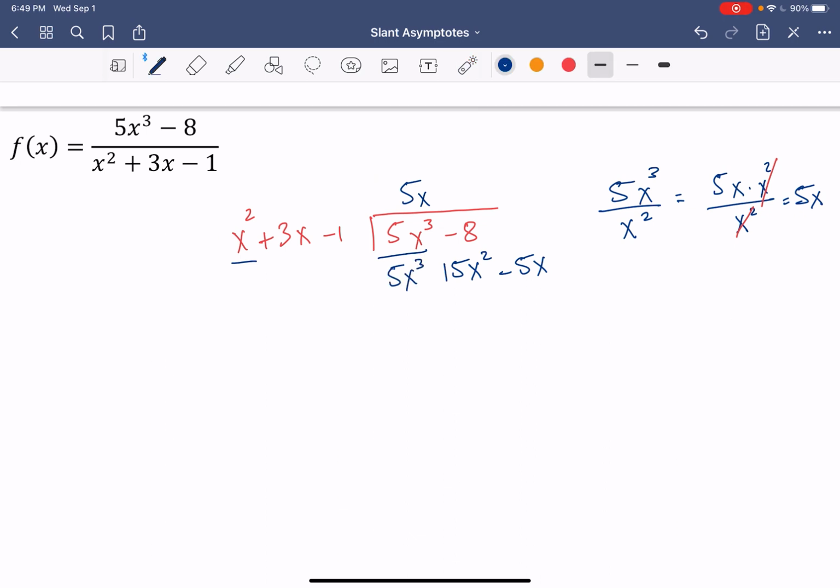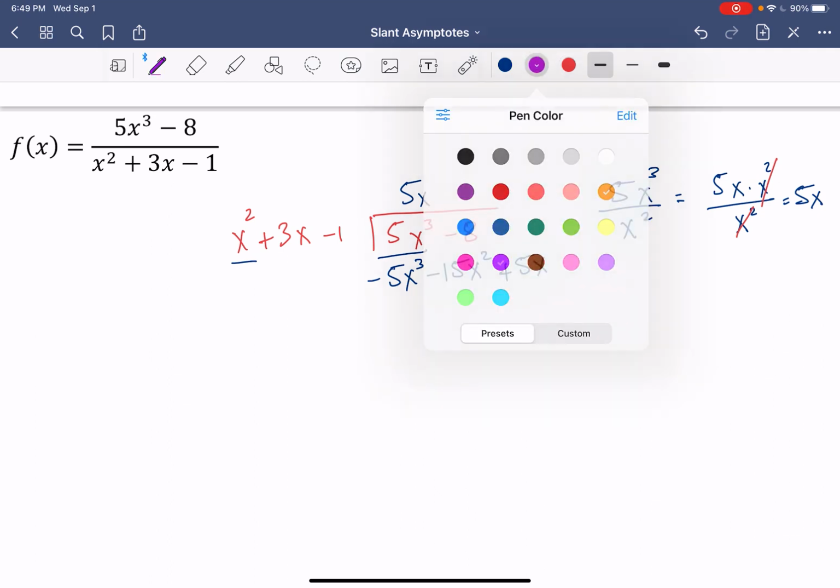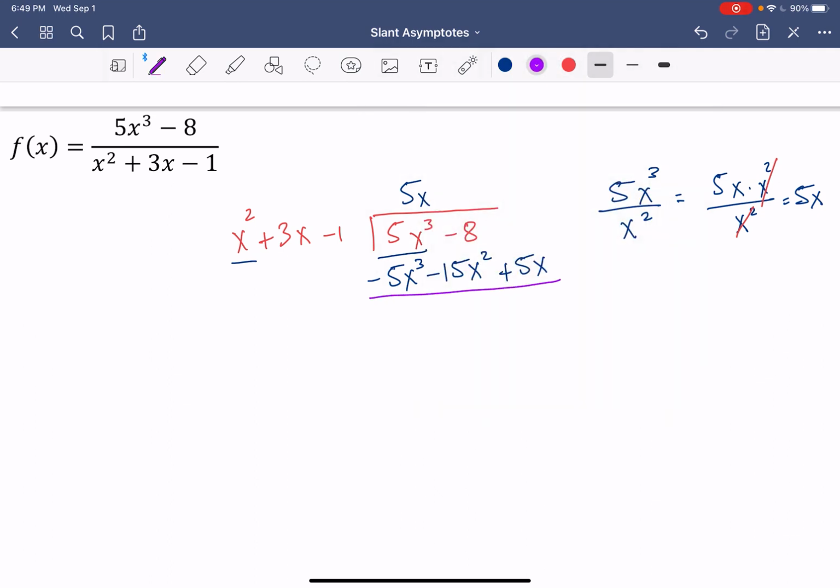Okay, the next step is to change all the signs. So if it was positive, this one was positive, so I'm going to change it to negative. This one also was positive, I'll change it to negative. This one was negative, so I'll change it to positive. Okay. Now moving on to the next step, which is combining like terms.